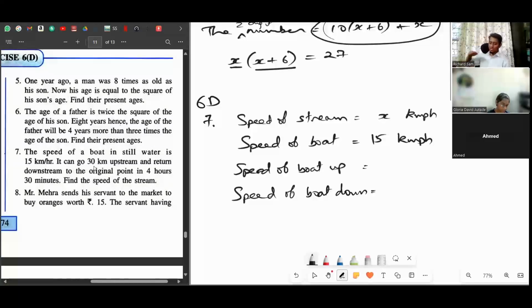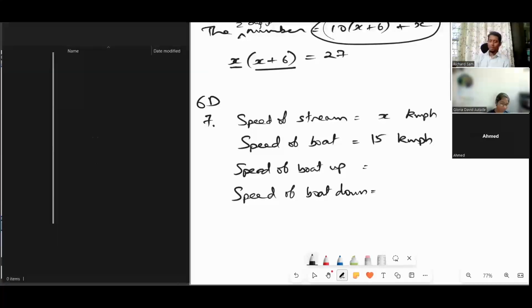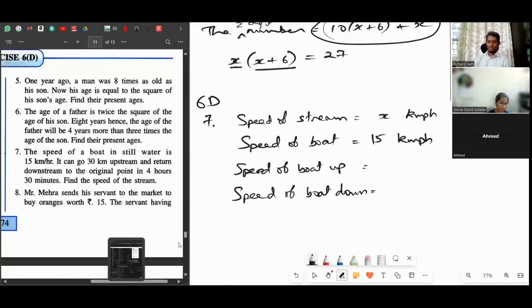Look, the boat is traveling at 15 km/h. Okay. But now suppose there is a stream. The stream is moving at x km/h and the boat is also moving at 15 km/h on that stream. So what will be the speed downstream? Downstream means from top to down. Downstream will be 15 plus x.